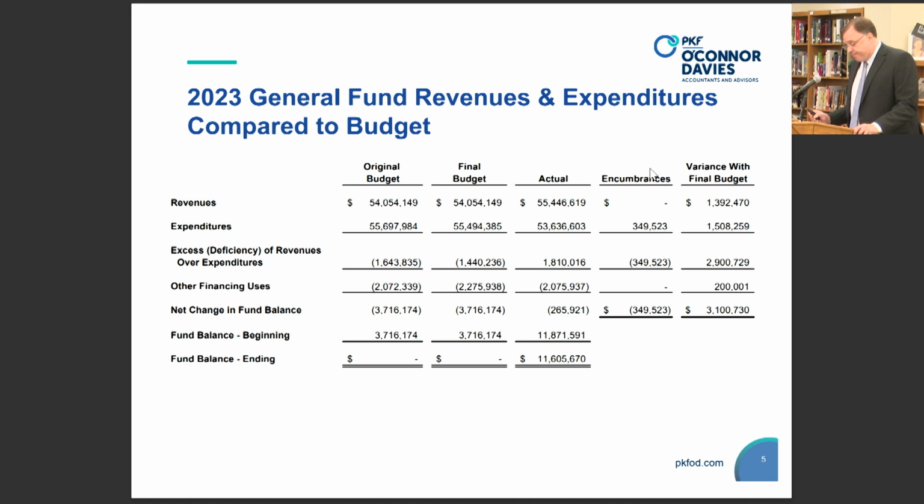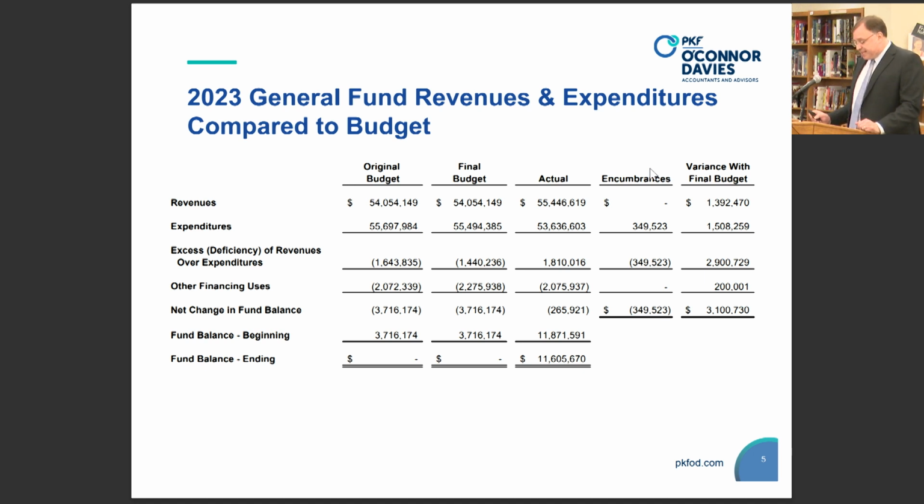And then you had anticipated spending approximately $55.5 million in your spending plan, and in the third column you only spent about $53.6 million. There's a certain amount encumbered, things that were not completed by the end of the year that roll over to the next year. So overall on the spending side, you saved about $1.5 million, or about 3% of the overall budget.